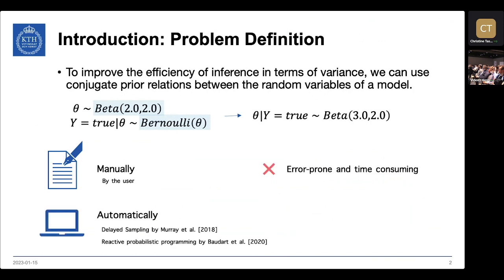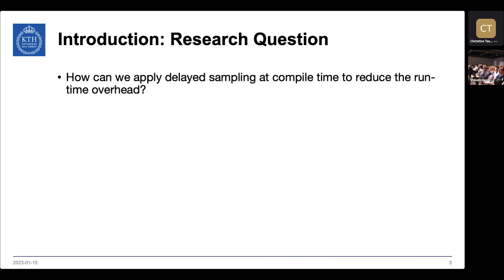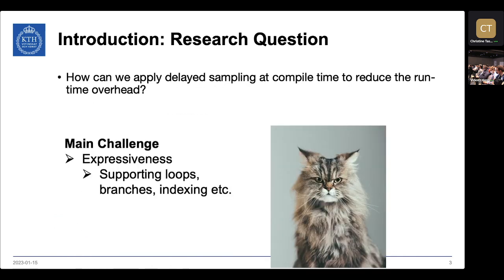The other way is doing this automatically, as in the delayed sampling approach. This approach uses conjugate prior relations to make inference more efficient during runtime. But it has to introduce a graph to maintain these relations, which means it introduces some runtime overhead. So the research question is, how can we apply this approach at compile time to reduce the runtime overhead?